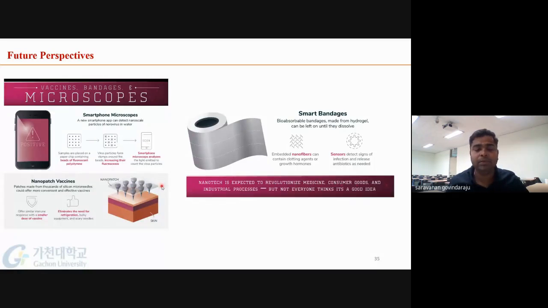This is also a future process, but it is currently working. They are going to update some specifications for the particular application. Here, this one is smart bandages. We are now working on smart bandages. In my laboratory, we are using chitosan polymer, and we make the chitosan polymer into a fiber. In that fiber, chitosan is conjugated with curcumin. Curcumin shows some fluorescence color, right?